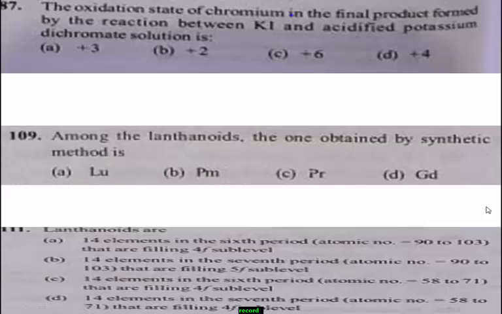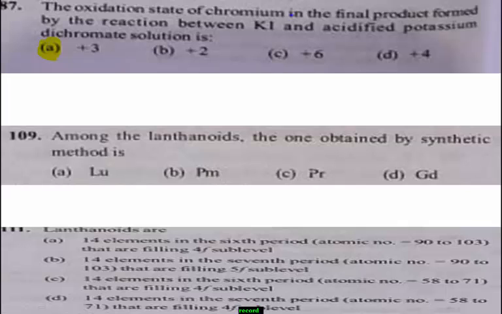When we observe the product side of the reaction, chromium Cr, its oxidation state is 3 plus. Therefore, Cr is in +3 state. Hence, option A is the right answer. Which one is the right answer? +3 is the right answer.